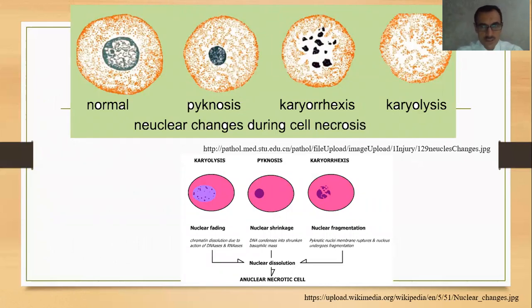The cellular structures, as well as the nucleus and the cytoplasm, undergo some morphological changes during cell necrosis. Here you see a schematic illustration of the nuclear changes during cell necrosis. This is the normal cell with the normal nucleus. Then the nucleus undergoes shrinkage that we call karyopyknosis. Then the nucleus undergoes fragmentation that we call karyorrhexis. And finally, here we see the lysis of the nucleus, karyolysis.